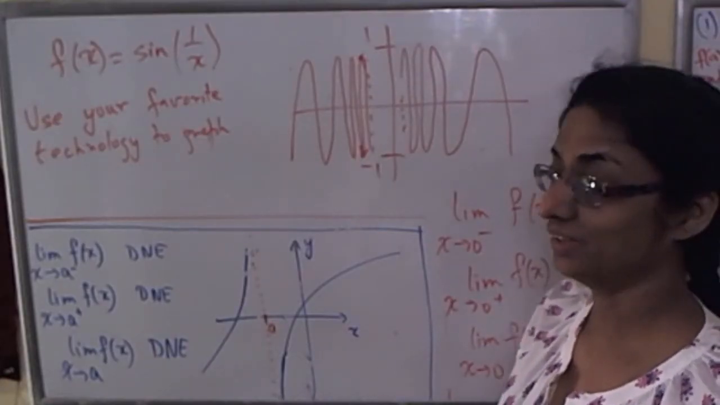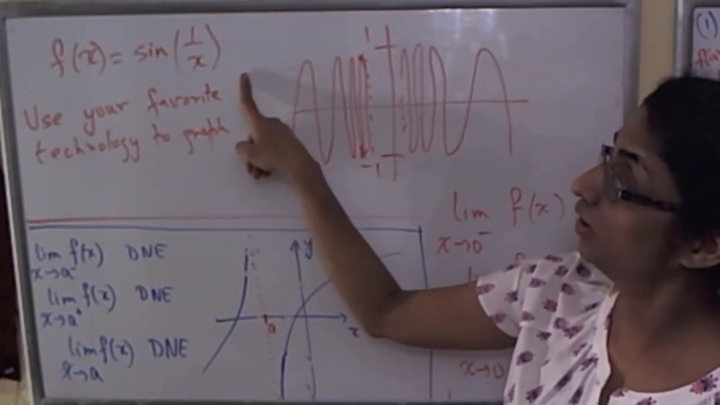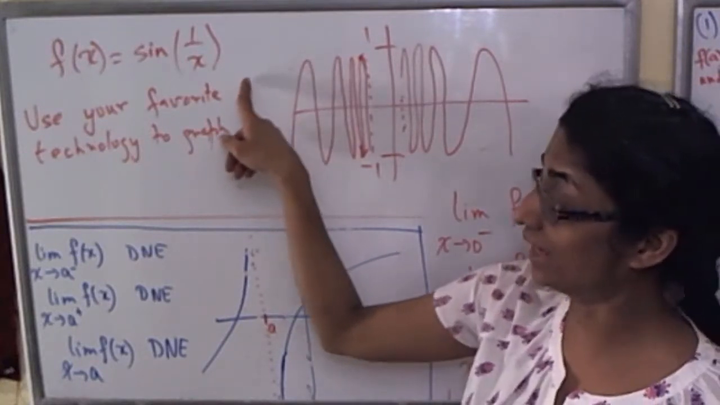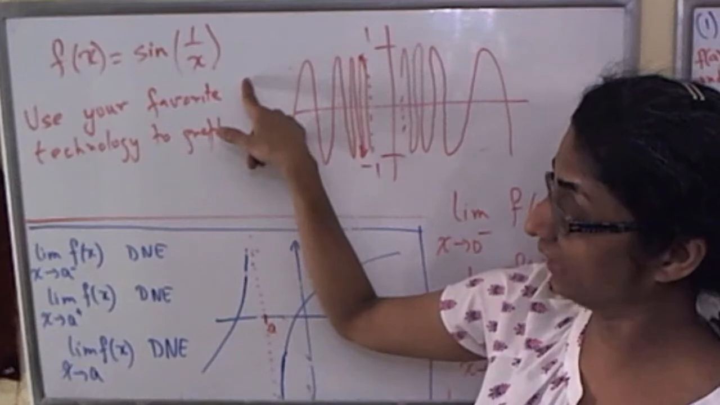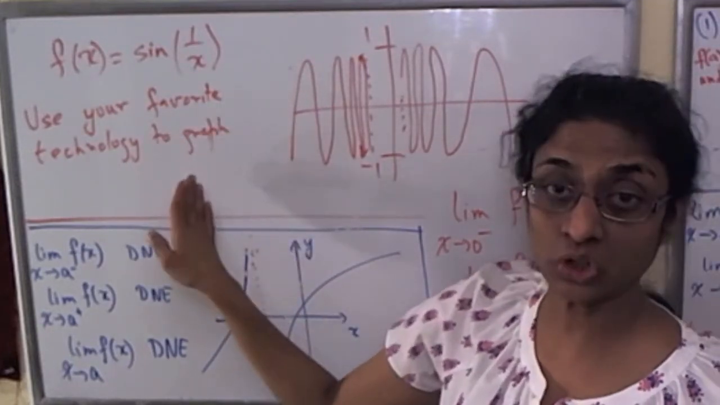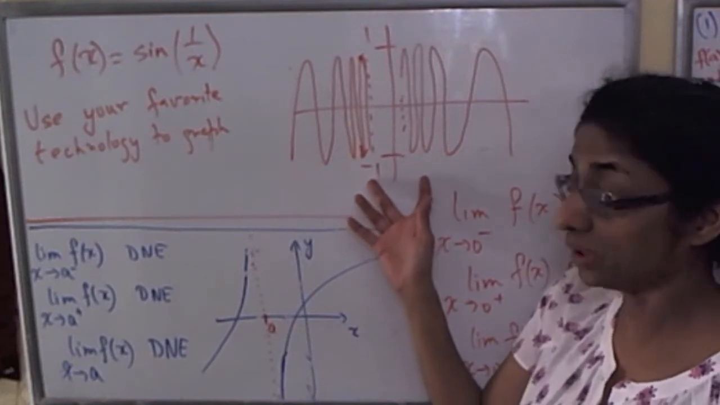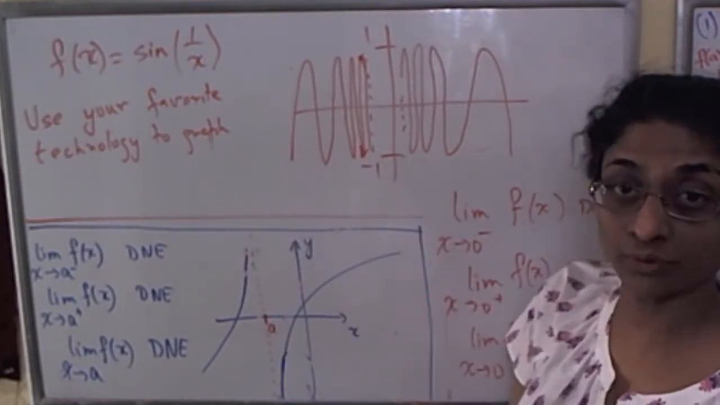And now this is our final example, an interesting or a bizarre example, however way you want to look at it. Here's the function f of x equals sine of 1 over x. You can use your favorite technology to graph it. This is not a great picture, but I'm sure if you use technology, you'll get a better picture of it.